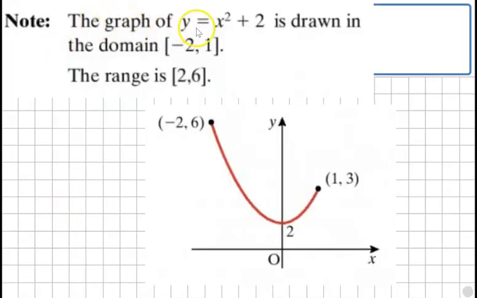Note the graph of y equals x squared plus 2 is drawn in the domain [-2, 1]. The range is [2, 6]. So this is just an example. So the domain is [-2, 1], so -2 on the x-axis, and we go up as far as 1 on the x-axis. We don't go any further. Obviously, this graph could go on forever. We're just taking a section of it. And then the range is [2, 6], so starting at 2 on the y-axis and going up as far as 6 on the y-axis. So this is just an example of a piece of a graph, a piece of a function.